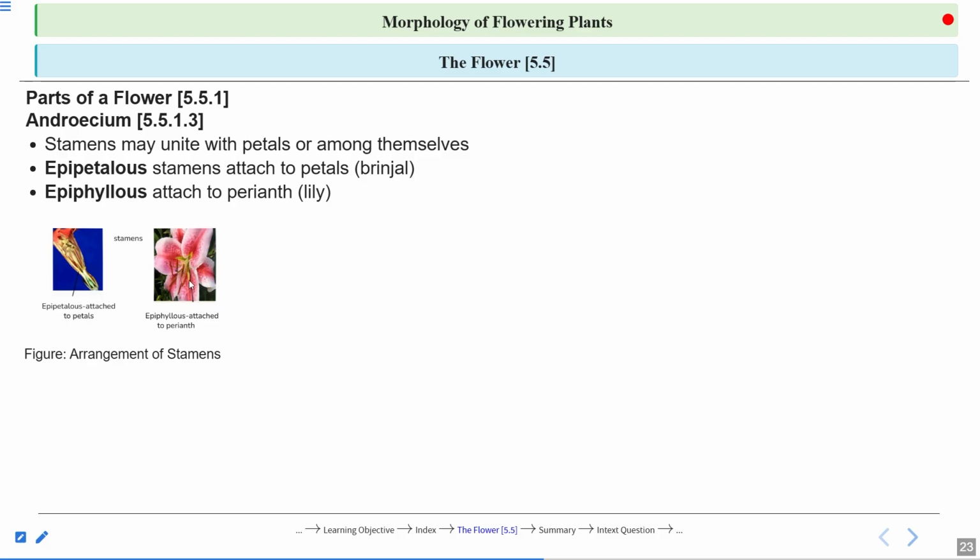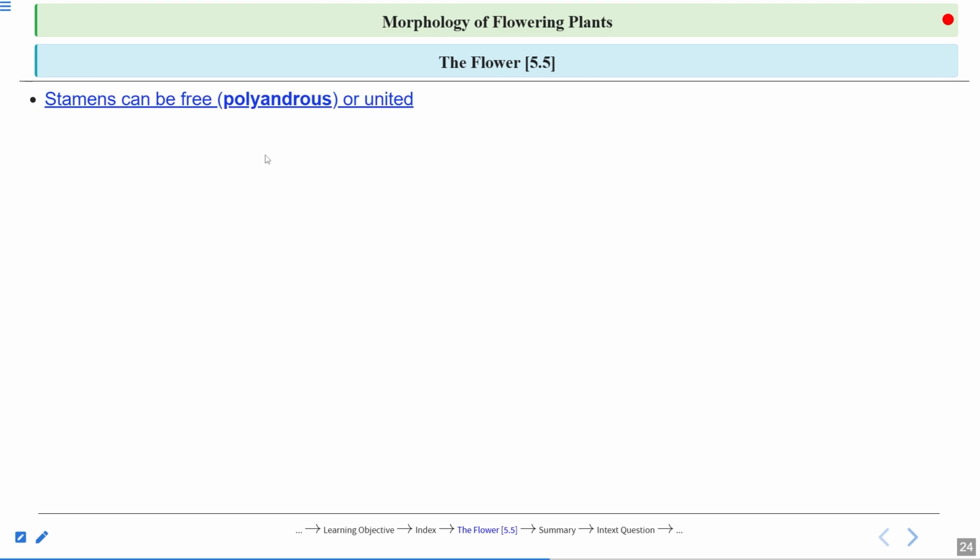So here you can see this is the flower of lily and these are the stamens, this dark red color. These are stamens and they are attached to these petals, right? And this is the epipetalous condition. The stamens are attached to the petals in the case of brinjal. Stamens can be free, all the stamens can be free, so polyandrous, or they can be united.